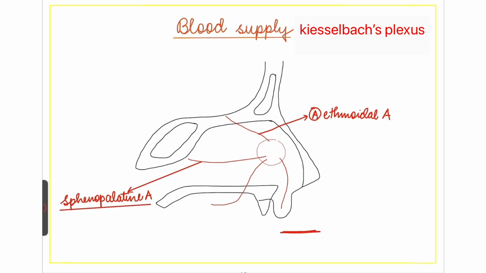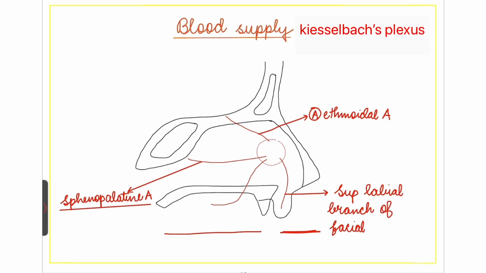Here we have the lips and behind it we have the palate. Lips also mean labia. So this artery coming here is the superior labial branch of the facial artery. And the branch here is the greater palatine artery. These four arteries constitute the Kiesselbach's plexus.